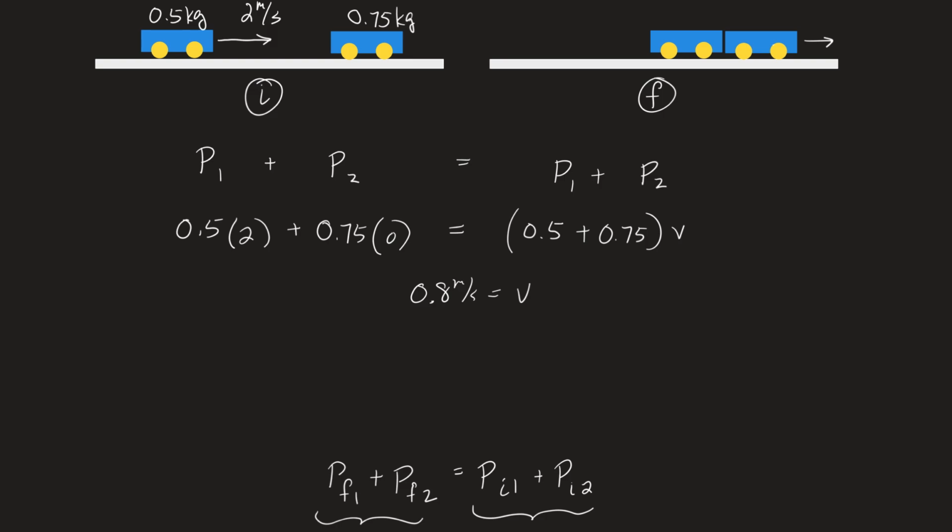All right, we set the momentum before equal to the momentum after. So let's try a different scenario. What if instead the cars don't stick together and this car moves off at 1.2 meters per second? But we don't know how fast or in what direction this car goes.